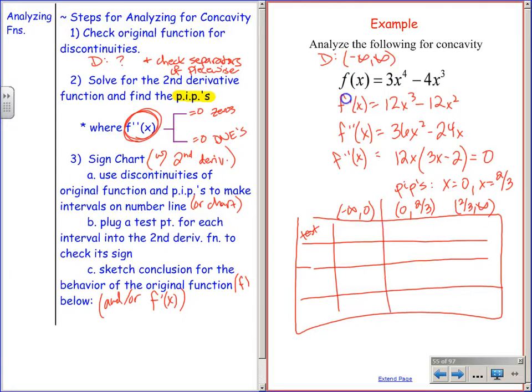Test values. I don't know. What do you guys think? Negative 1? 1? No, 1/2. Aw. 1. That works, right? Then we're going to figure out our double.